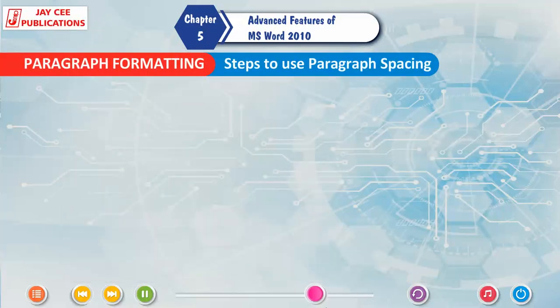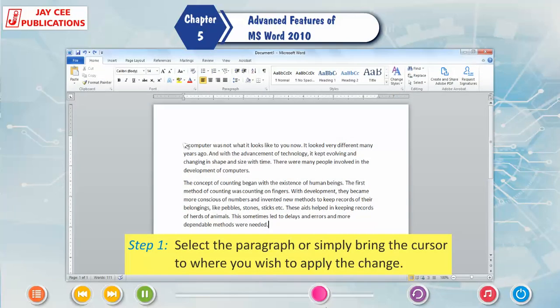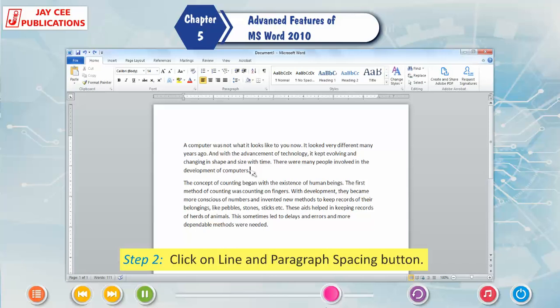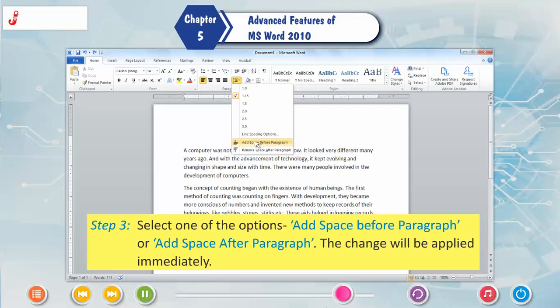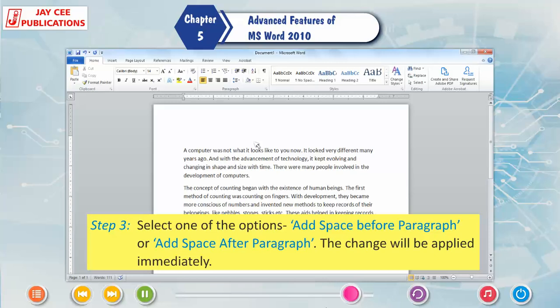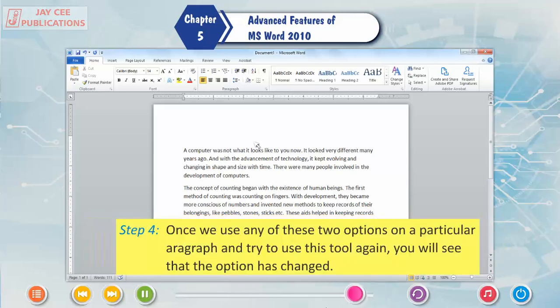Steps to use paragraph spacing. Step 1. Select the paragraph or simply bring the cursor to where you wish to apply the change. Step 2. Click on Line and Paragraph Spacing button. Step 3. Select one of the options, add space before paragraph or add space after paragraph. The change will be applied immediately. Step 4. Once we use any of these two options on a particular paragraph and try to use this tool again, you will see that the option has changed.